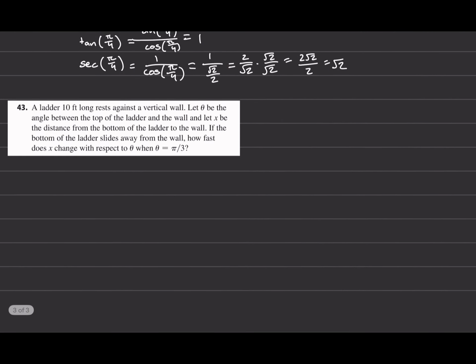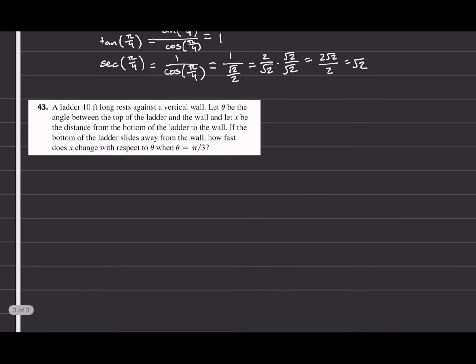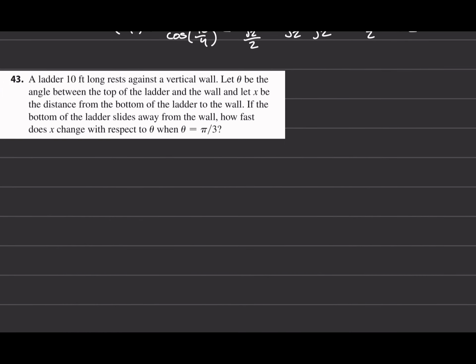This problem's more of an application problem. So let's just take a look at it. A ladder 10 feet long rests against a vertical wall. Let theta be the angle between the top of the ladder and the wall, and let x be the distance from the bottom of the ladder to the wall. So what's it saying? Well, I'm just going to draw a diagram really quickly. That's a right angle. This is the ladder, rests against a vertical wall, and the ladder is 10 feet long. And theta is the angle between the top of the ladder and the wall. So the top of the ladder is right here, and then the wall is right here. So this would be theta. And it's saying let x be the distance from the bottom of the ladder to the wall, right? So this is x.